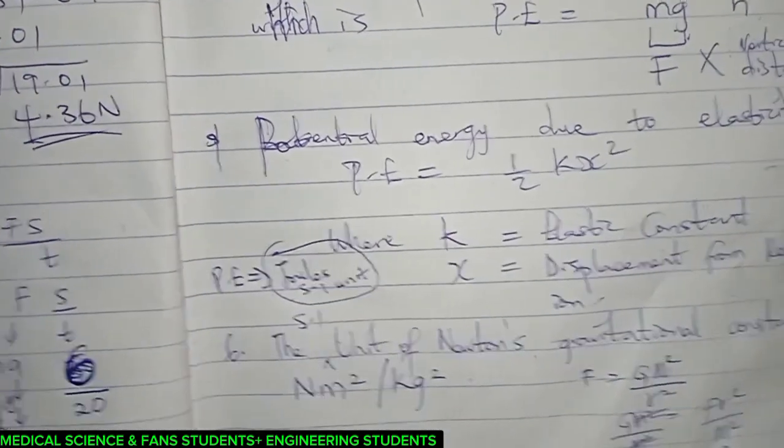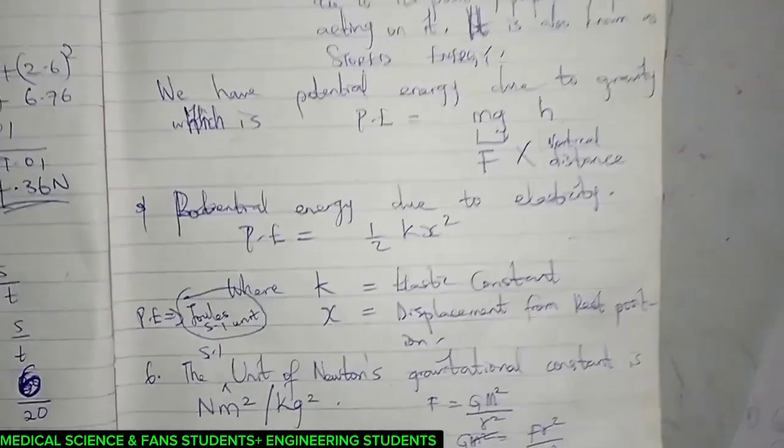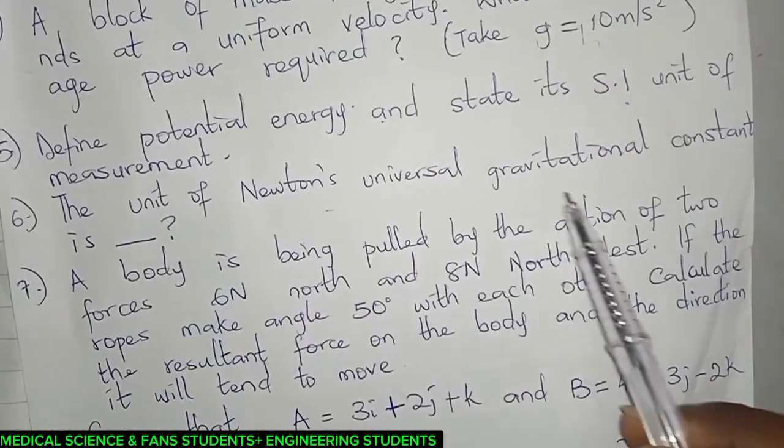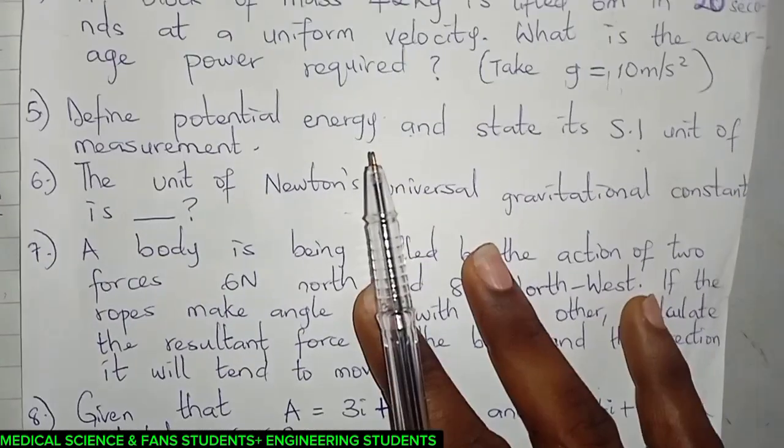Now the number 6 question. The unit of Newton's gravitational constant is dash.